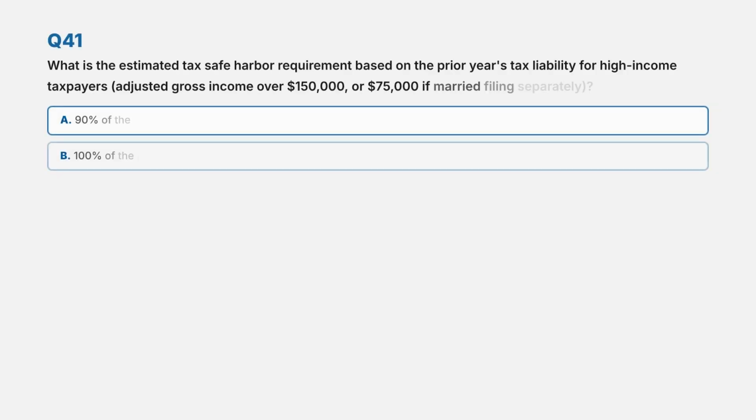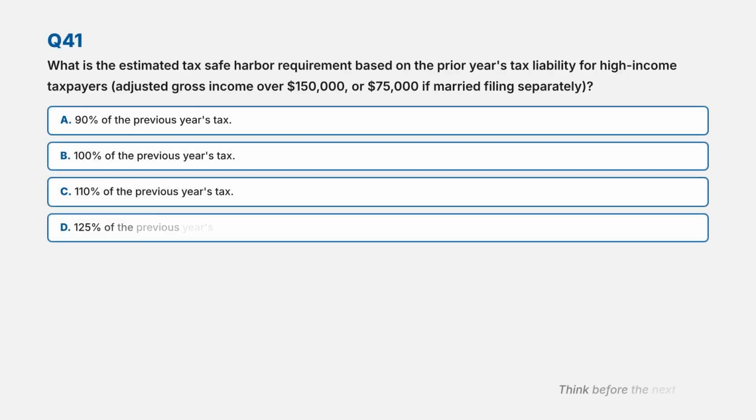Question 41. What is the estimated tax safe harbor requirement based on the prior year's tax liability for high income taxpayers? Adjusted gross income over $150,000 or $75,000 if married filing separately. A. 90% of the previous year's tax. B. 100% of the previous year's tax. C. 110% of the previous year's tax. D. 125% of the previous year's tax.